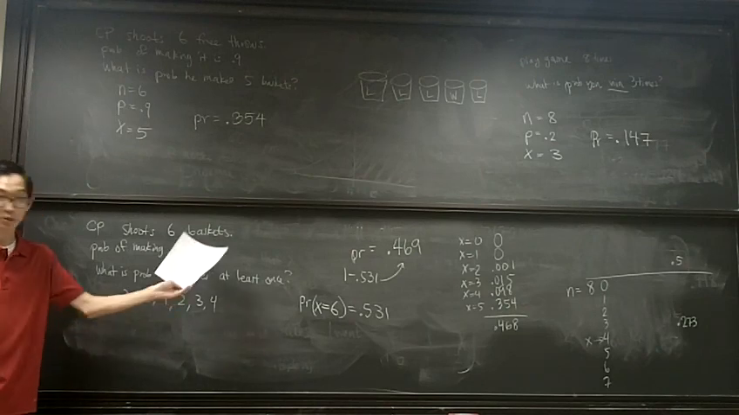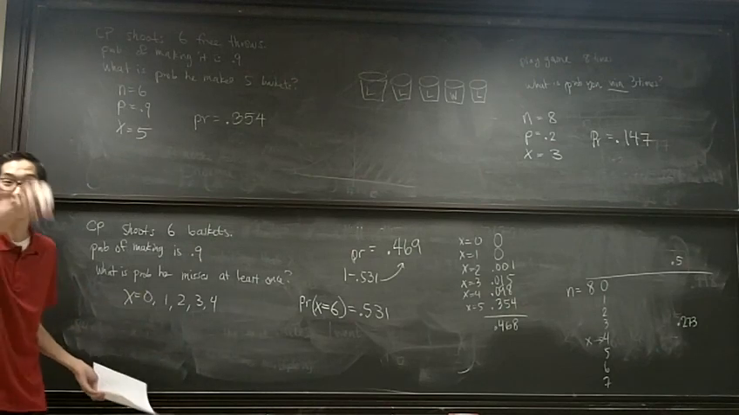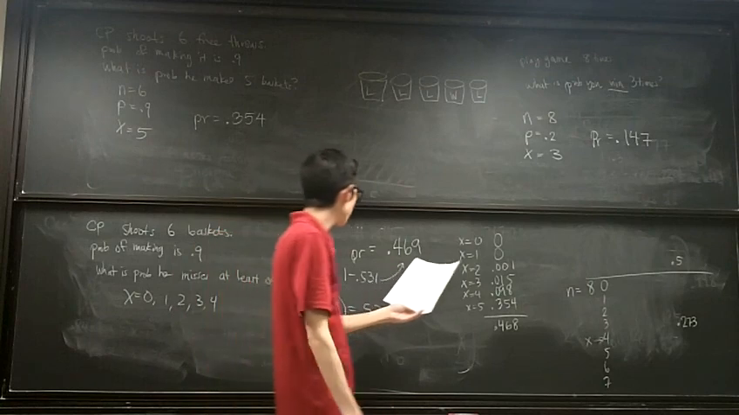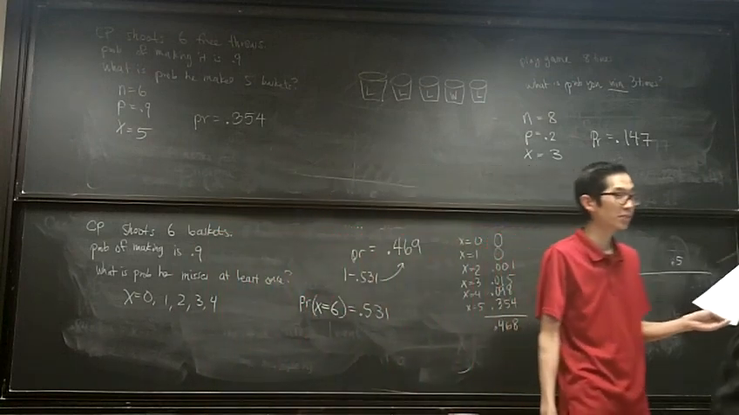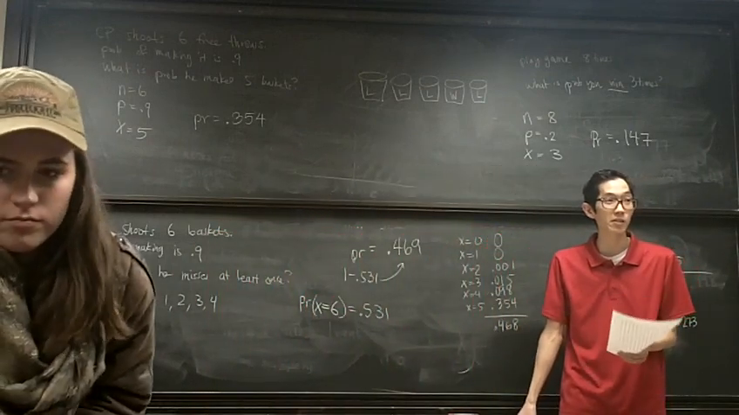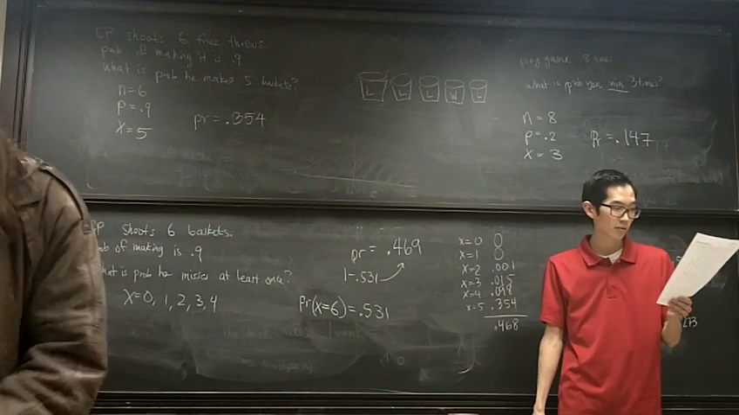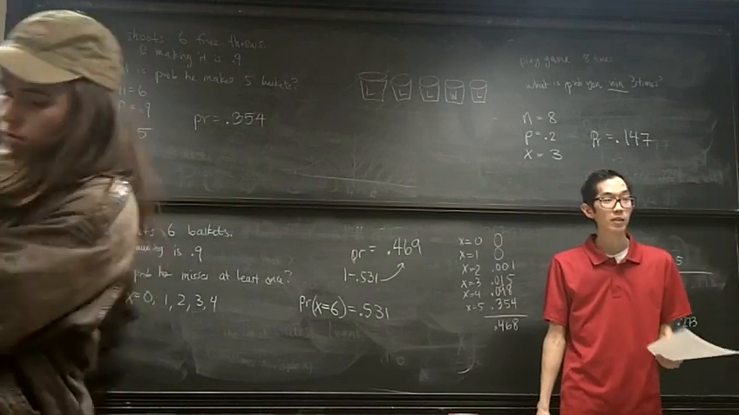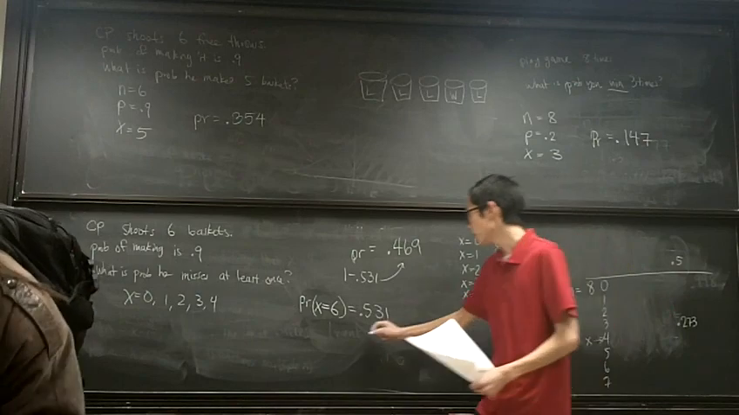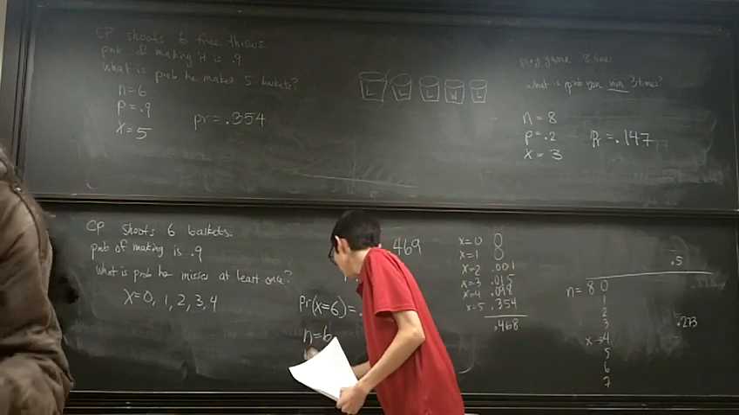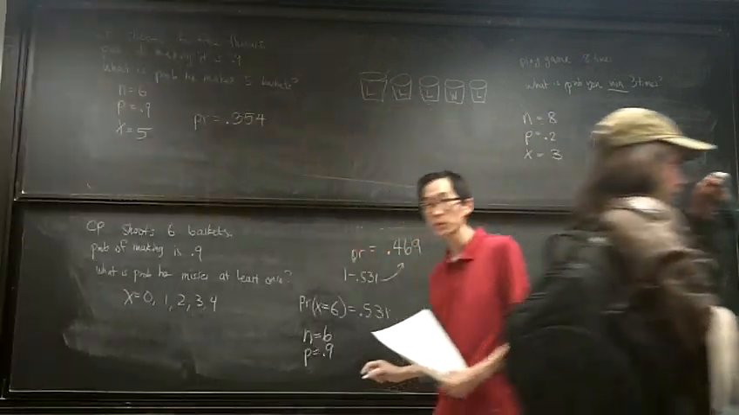Please make sure you understand this example as well. We have a question. 0.531 is n equals 6, p equals 0.9, and x equals 6.